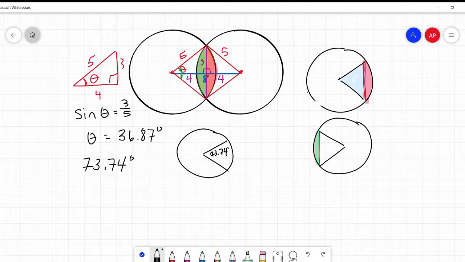All right, now basically I have this circle and I have this sector, and this is 73.74 degrees, and there's a radius of 5. What's the area of the sector? This is a proportion. When we find the area of a sector, you do part to the whole for the degrees and then for the area. And here's what I mean by that.